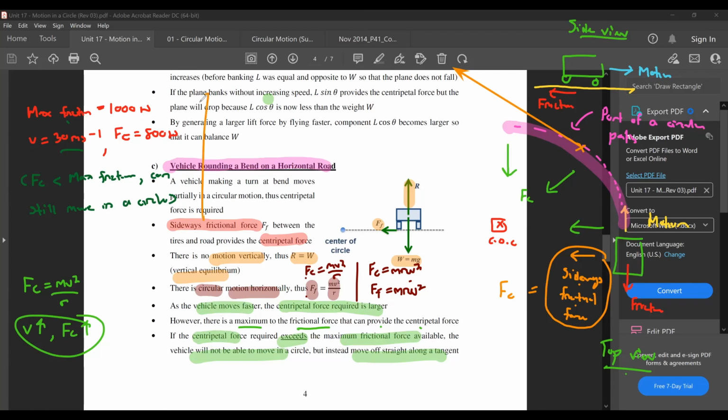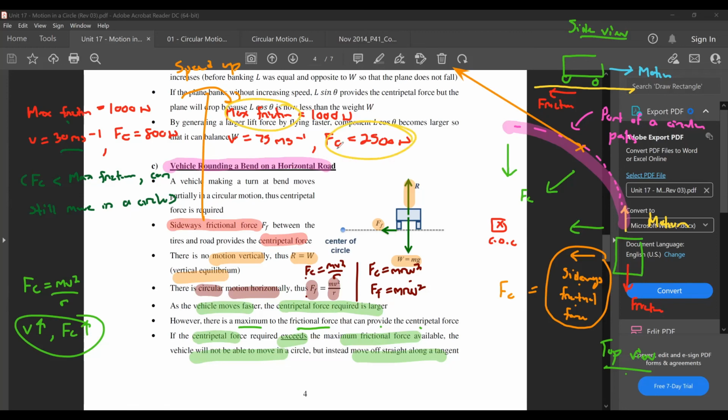But what if you speed up? Let's just say you speed up too much. What then happens? Your maximum frictional force remains the same as before. But now your speed is larger. Say maybe you try to move at 75 meter per second. So now your centripetal force required becomes a lot larger for you to move at that speed. Maybe now it is at 2500 Newton. So you know that your frictional force is the one providing your centripetal force right now.